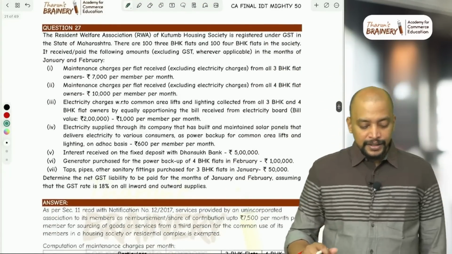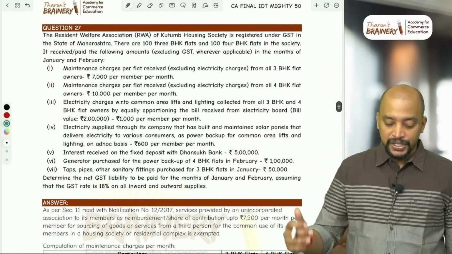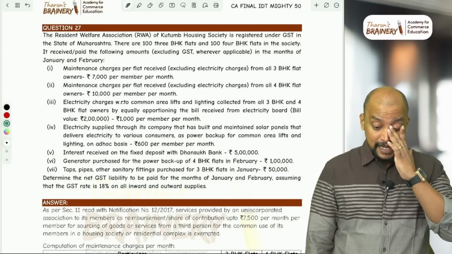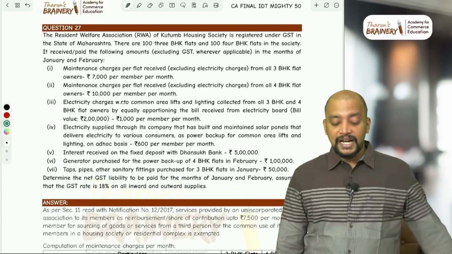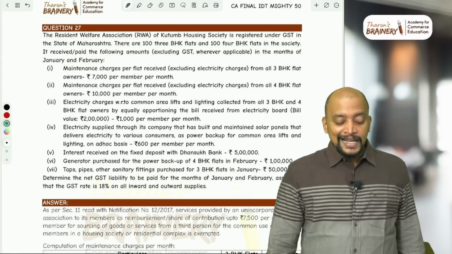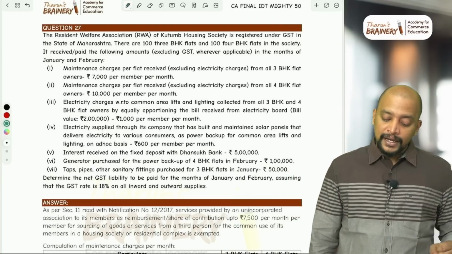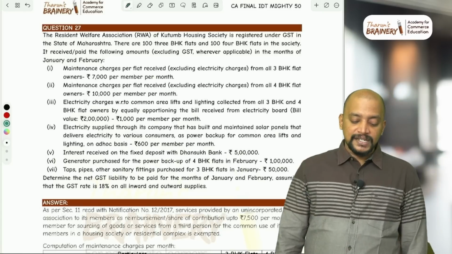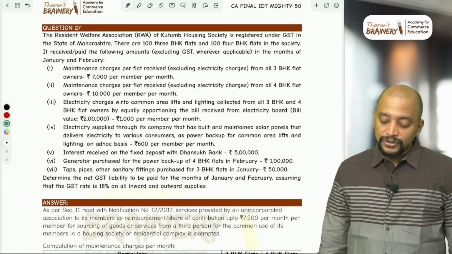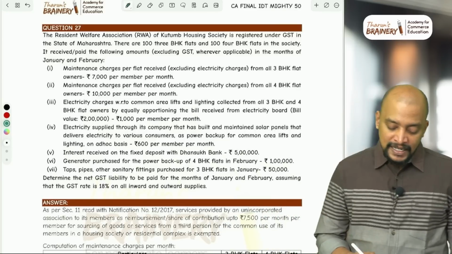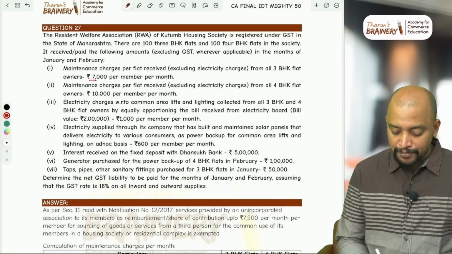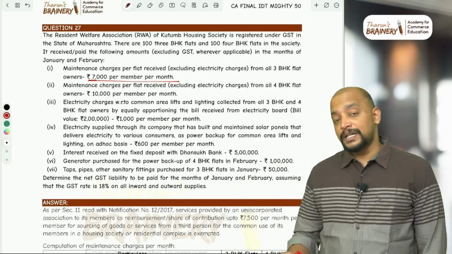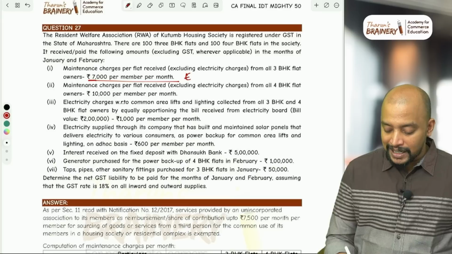So you can see here question number 27 of MAY'25 questions. The Resident Welfare Association of Kutum Housing Society is registered under GST in the state of Maharashtra. There are 100 3 BHK flats and 100 4 BHK flats in the society. It received or paid the following amounts excluding GST wherever applicable in the months of January and February. Maintenance charges per flat received excluding electricity charges from all 3 BHK flat owners, 7,000 rupees per member per month. Okay, 7,000 per member per month. It does not exceed 7,500 rupees per person per month. Due to that reason, this will be coming under exemption.